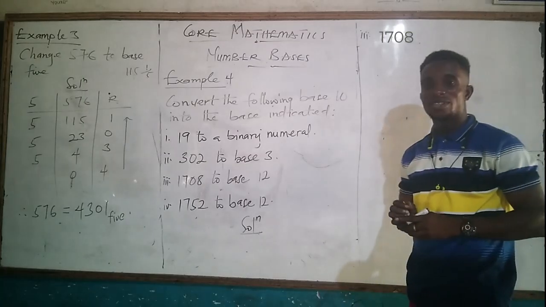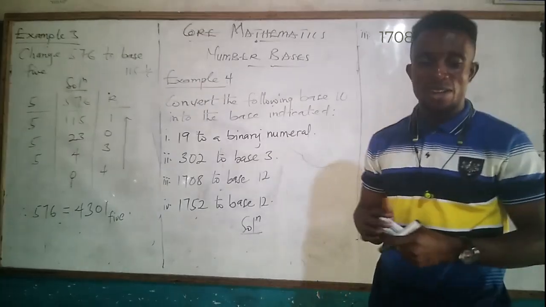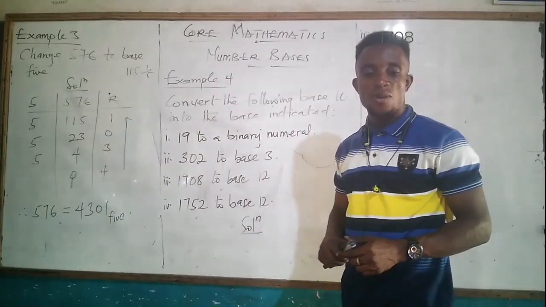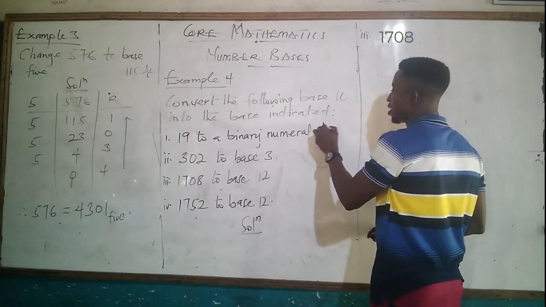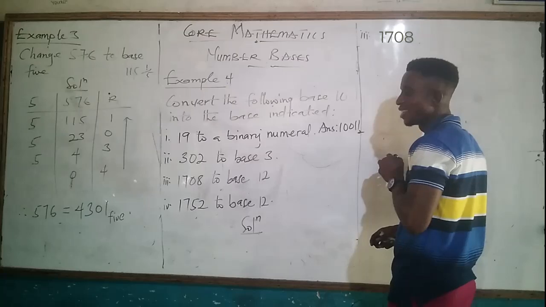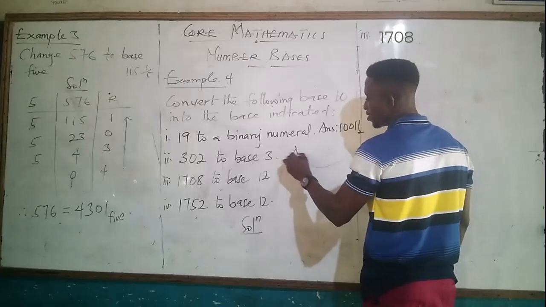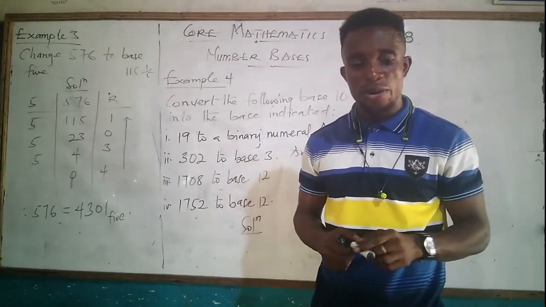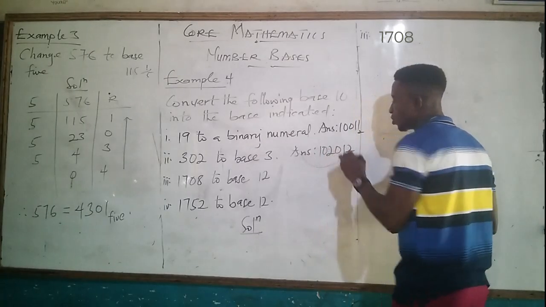I think you are done now. What did you get for the first one and the second one? Okay, let me put down the answers for you. The first one you have to get 10011. That is the answer for the first one, so I can write 10011 base 2. Did you get that? Give me a high five if you're able to get that. Okay, good. Then the second one, you are supposed to get 102012. Is it correct?